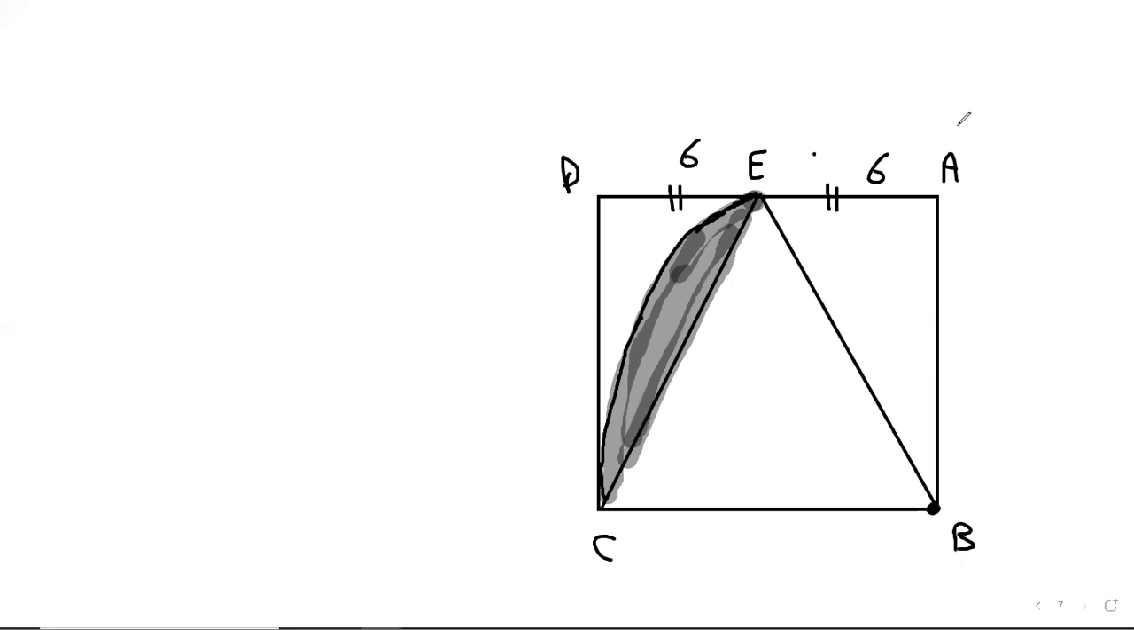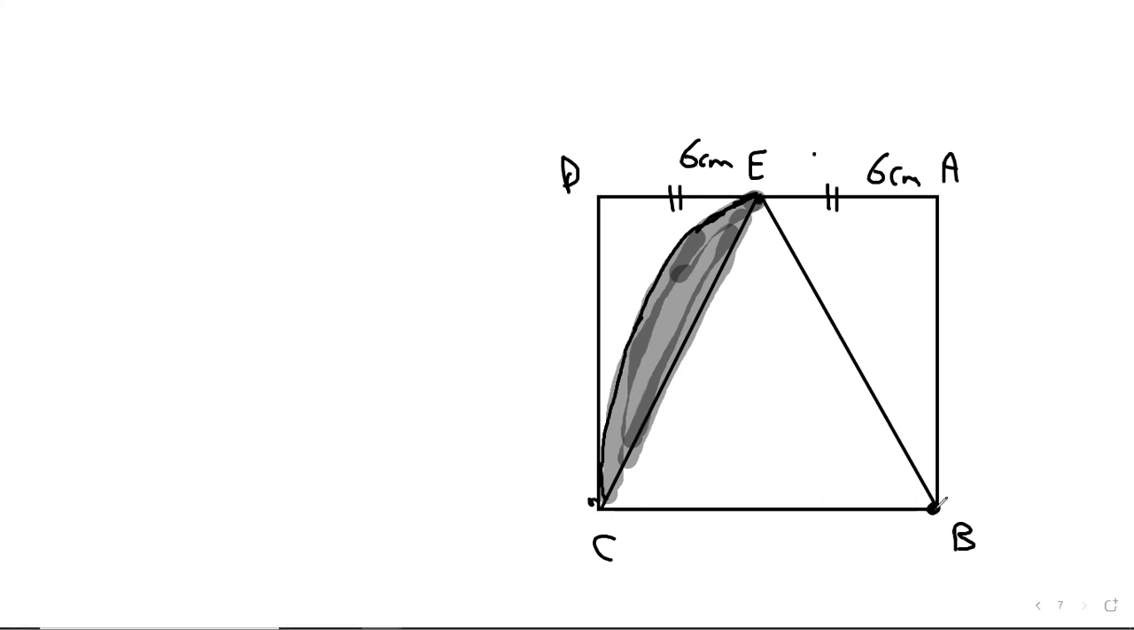In the opposite figure, ABCD is a rectangle. E is the midpoint of AD, and AE equals ED equals 6 centimeters. A circle is drawn with center B that passes through the points E and C.